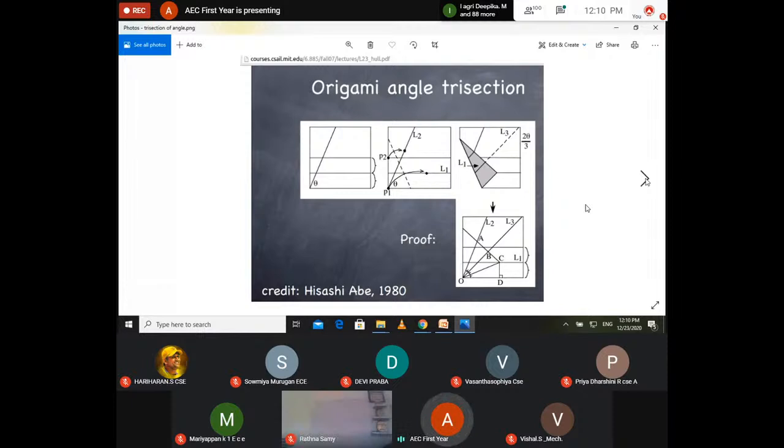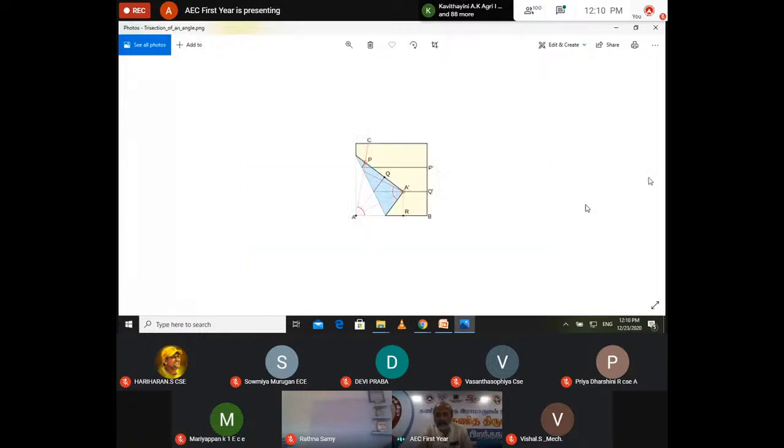And in origami, there are certain problems in geometry, called trisection of an angle, doubling the cube, etc. Those are age-old problems which are not solved in ordinary mathematics. But in origami, trisection of an angle is possible, and doubling the cube is also possible. This is how Hisashi Abe, one person from Japan, in 1980 solved this problem of trisection of an angle.